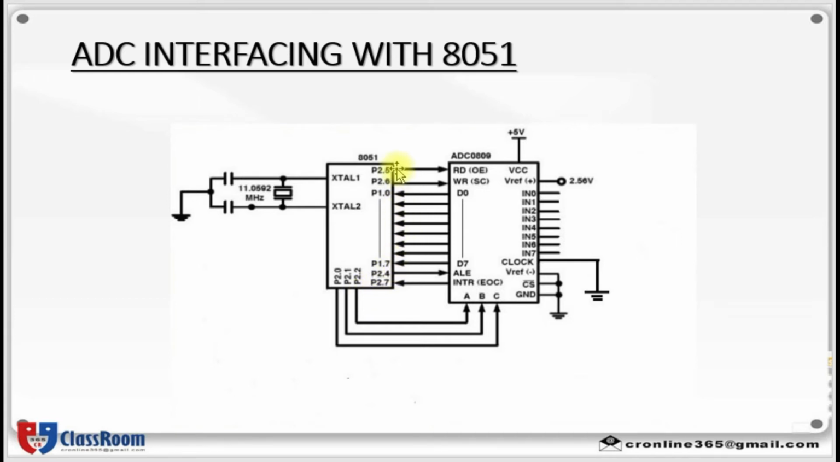Then you can see P2.5 is connected to output enable, P2.6 is connected to start of conversion, P2.7 is connected to end of conversion and P2.4 is connected to ALE. Crystal oscillator pins are connected by means of a crystal oscillator as well as a capacitor and is grounded.